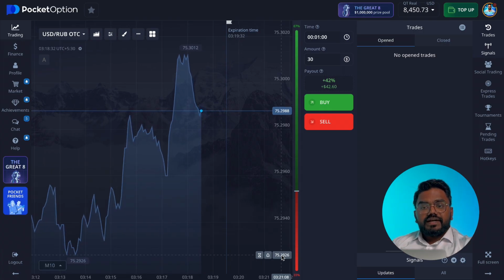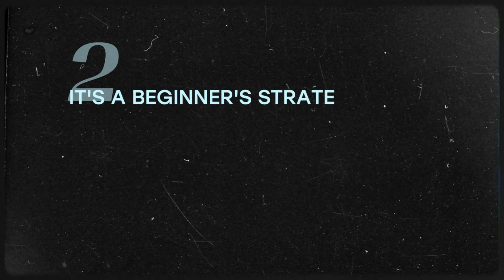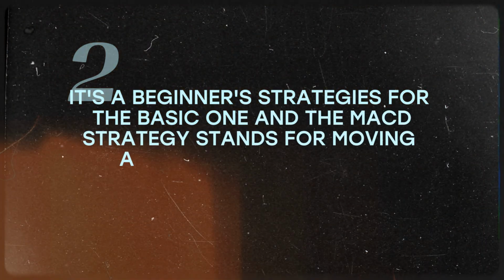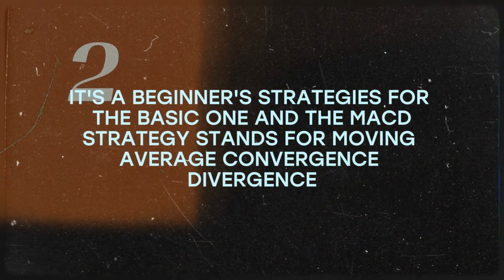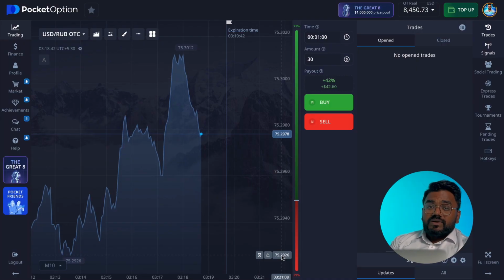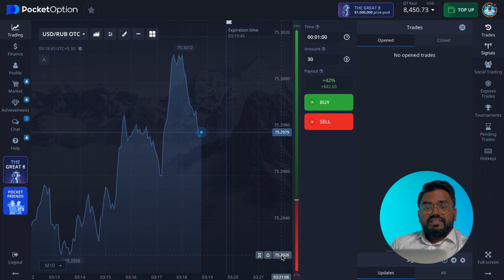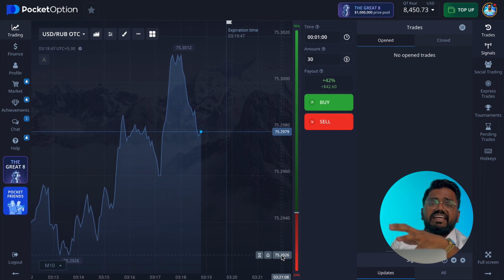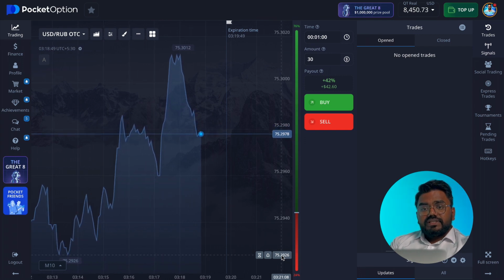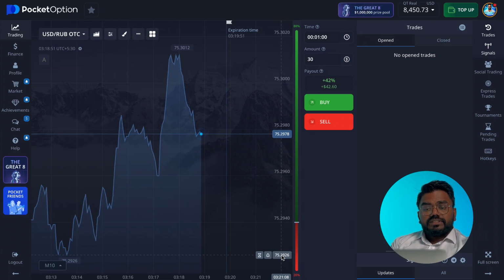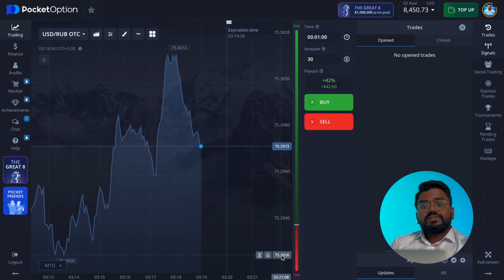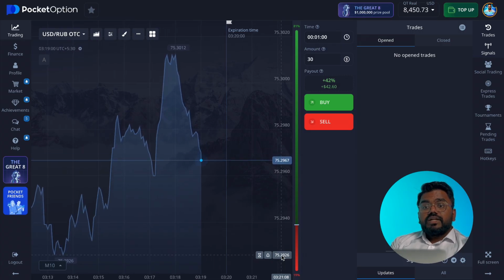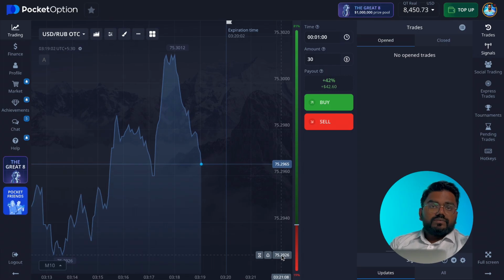Second, as we're talking about the MACD strategy, it's a basic strategy for beginners. MACD stands for moving average convergence divergence. I know it sounds like a fancy name, but it's not really. It's a momentum and trend following indicator. We're gonna work on that today, so we're gonna understand how it actually works. The MACD has default settings of 12, 26, and 9, so let it be default.